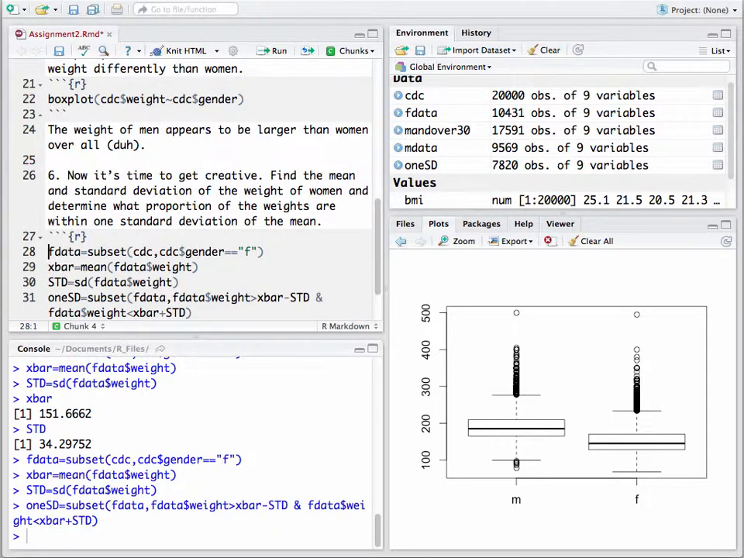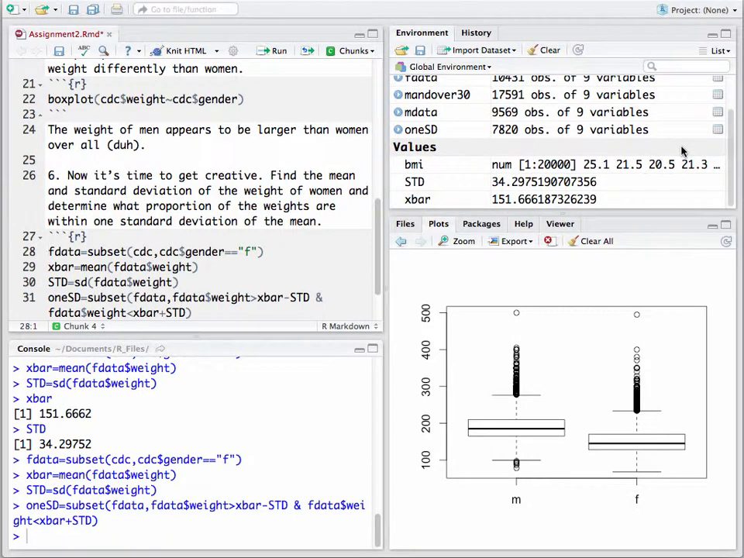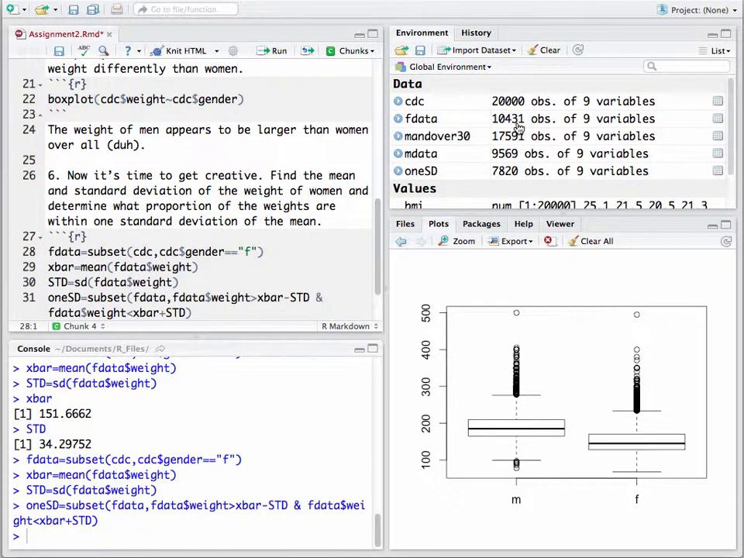That data set gives me all of the females that are in there. Let's go down and take a look and see if that actually worked. Cool, looks like it did. Notice that of all of the female data, there were 10,431 observations. Of those 10,431 observations, it looks like 7,820 of those observations are within the interval. Okay, so we're going to go ahead and just use that to help us out here.